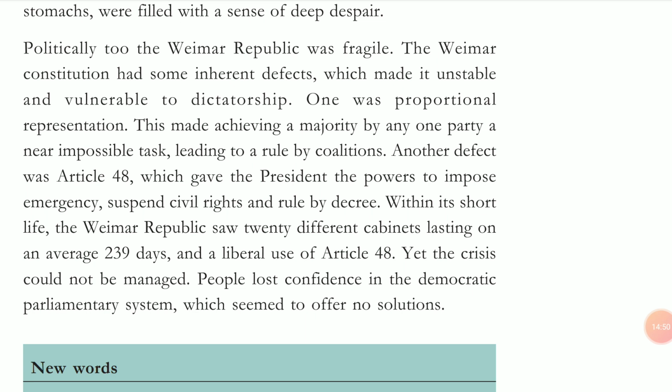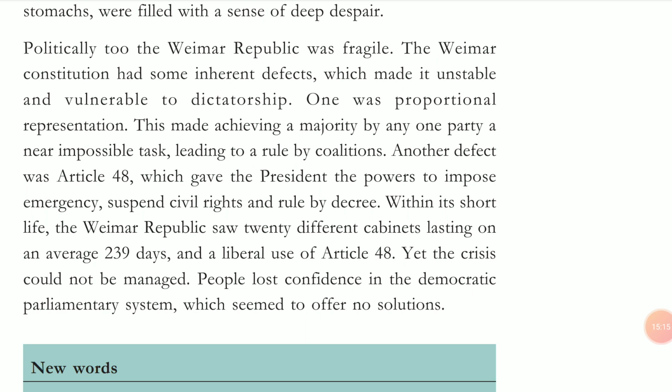Another defect was Article 48, which gave the president the power to impose emergency, suspend civil rights, and rule by decree. So one more problem in the Weimar Constitution was Article 48. Now what was Article 48? Article 48 gave ultimate power to the president. Okay. Now the president had the power to declare emergency.